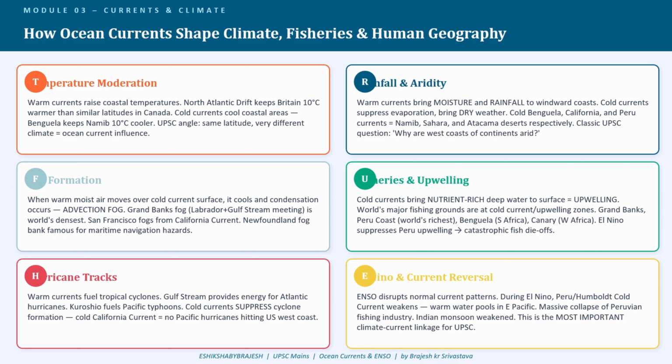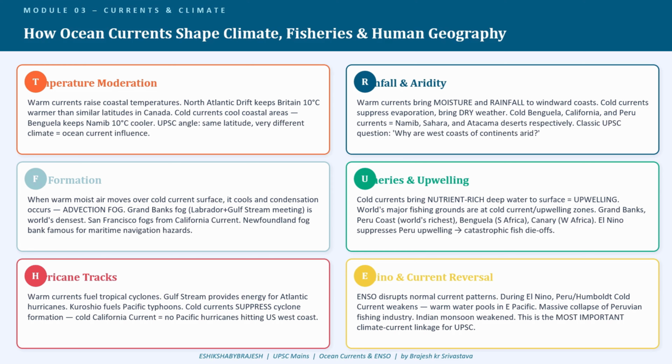Cold currents do the opposite. They cool the air above them, reducing its capacity to hold moisture. The air above a cold current is stable. It does not rise and form clouds. Winds blowing off a cold current onto land bring dry weather. This is why the Sahara, Atacama, Namib, and the dry areas of the Baja California coast all occur at the same longitude as cold ocean currents.